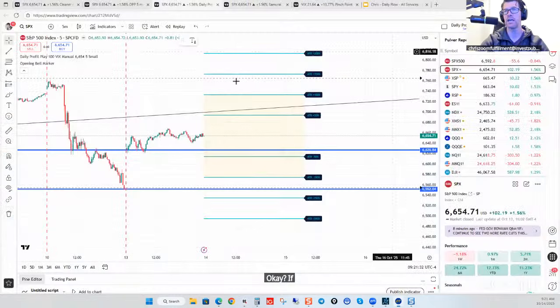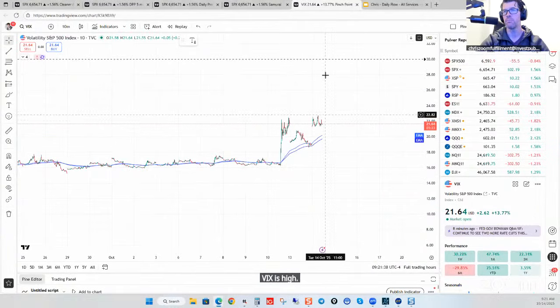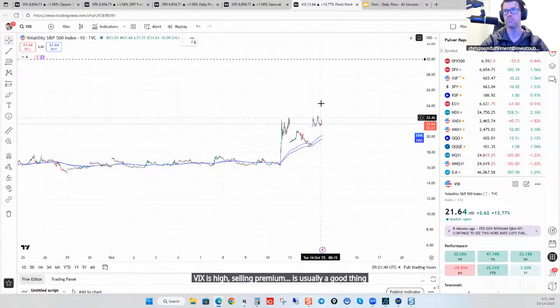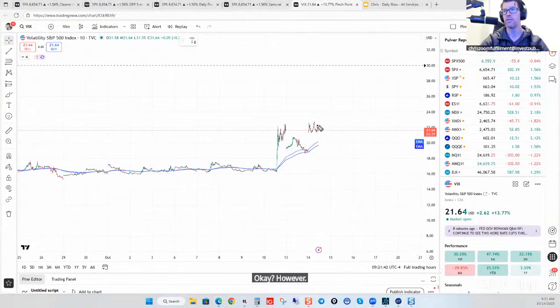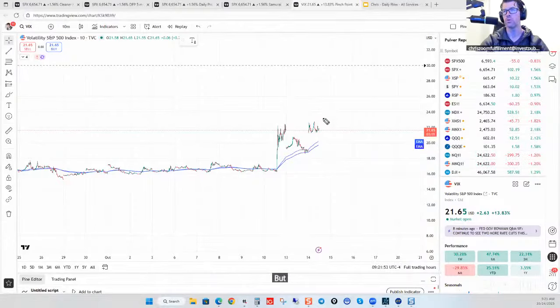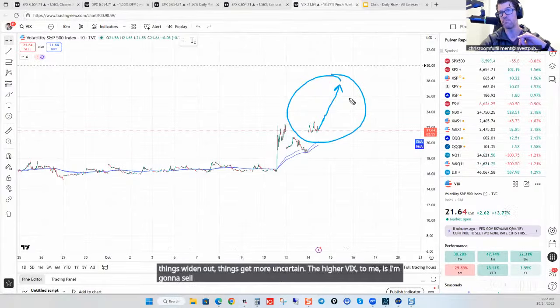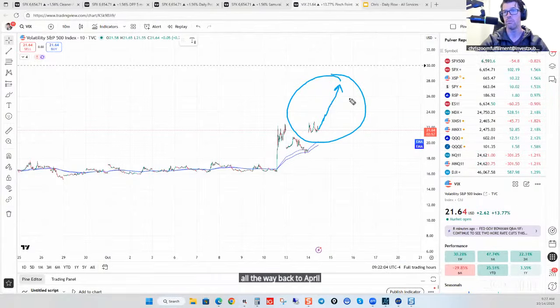If I'm looking to take on extra risk, here's how I'm doing it. VIX is high. Selling premium is usually a good thing. If we sell premium with the VIX at 21, that usually does pretty well when the VIX reverts, if we come back down to 19, 18, 17. But we also could go higher. What happens if we go higher in the VIX? Things widen out, things get more uncertain. The higher VIX to me means I'm going to sell premium all the way back to April lows. That's what I'm going to do.